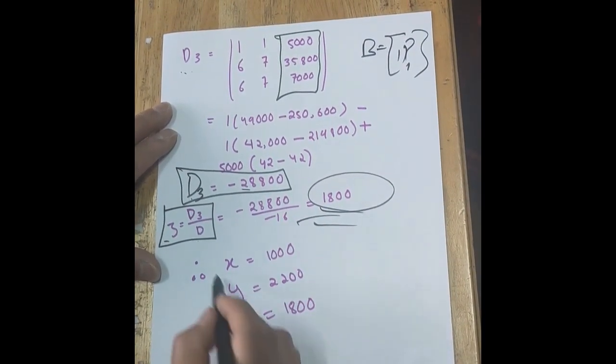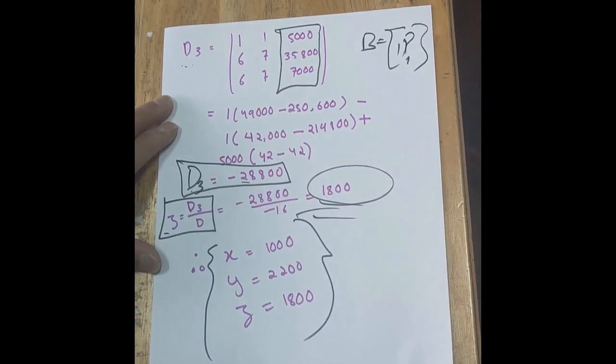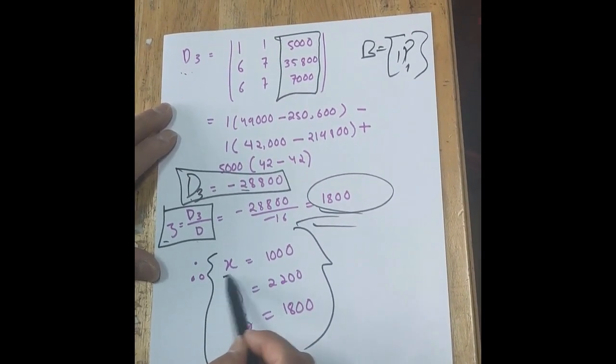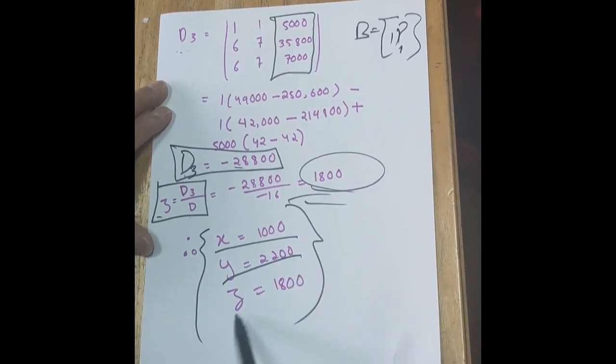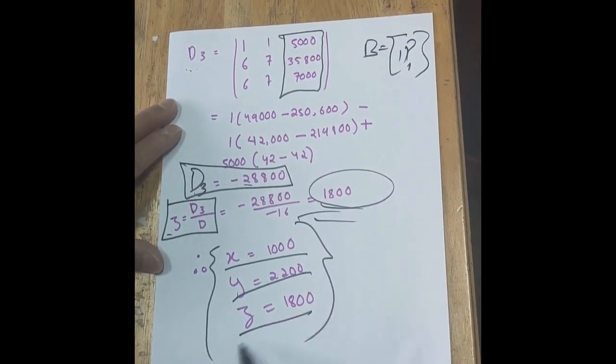Finally you can write that our final solution to the system of linear equations is x is equal to 1000, y is equal to 2200 and z is equal to 1800.